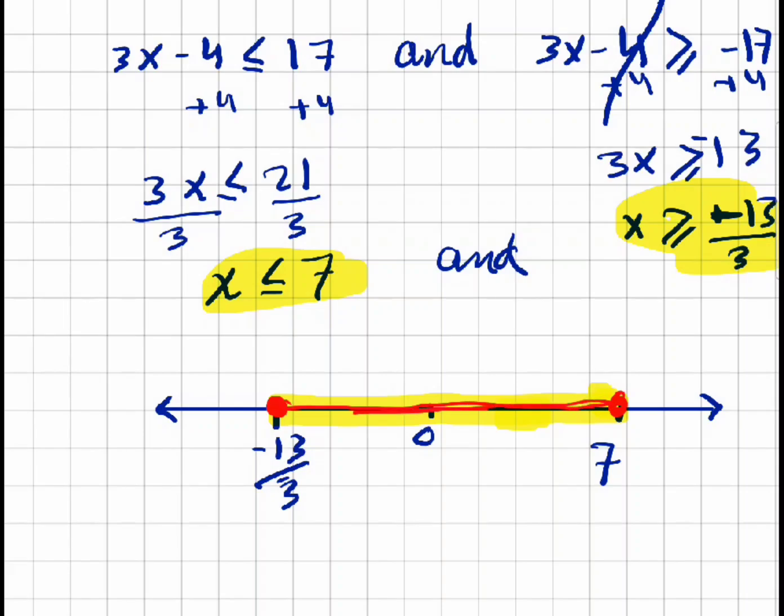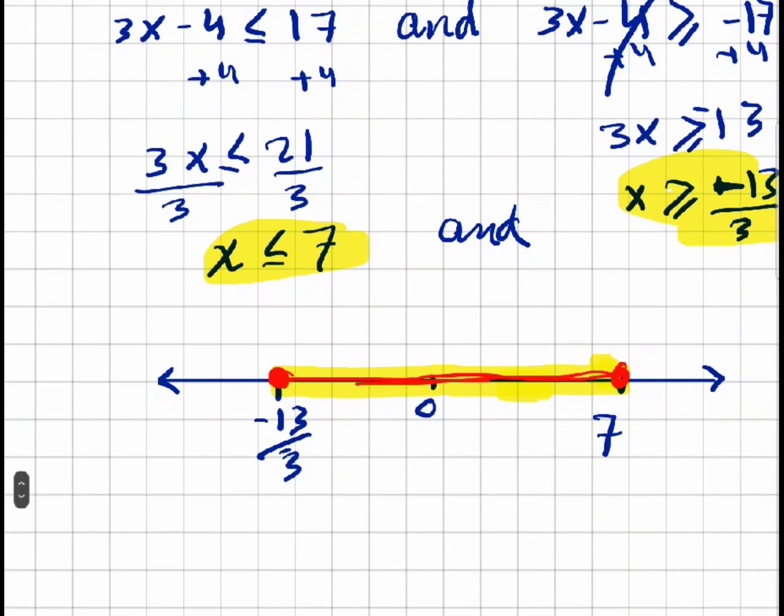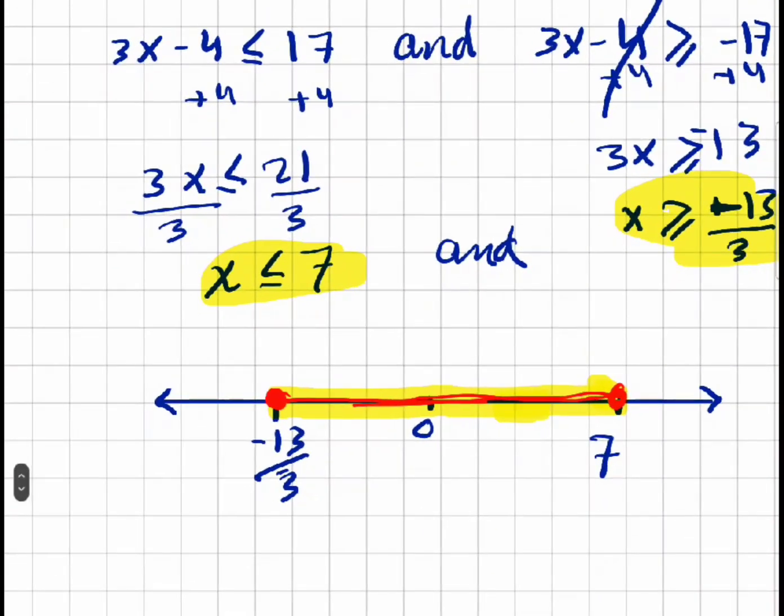So notice that our answer is between these two numbers. So we could say that x is less than or equal to 7 and it's greater than or equal to negative 13 over 3. So we can write a compound inequality to represent the solution.